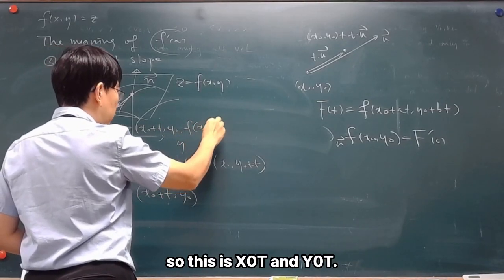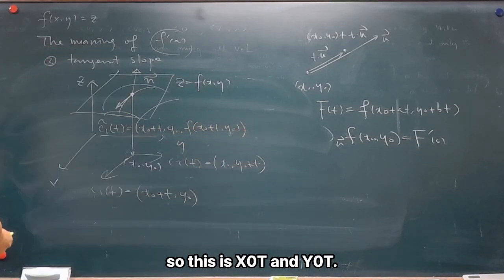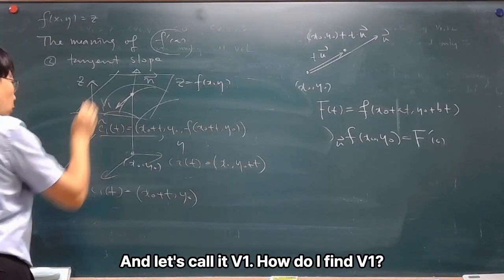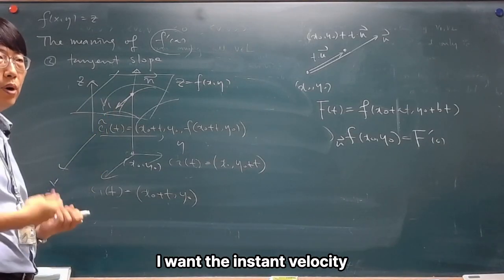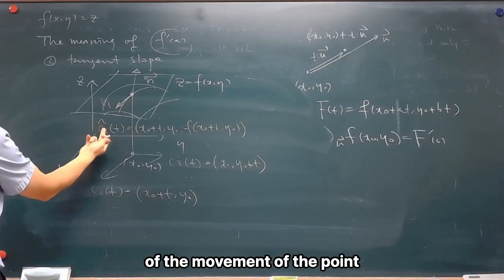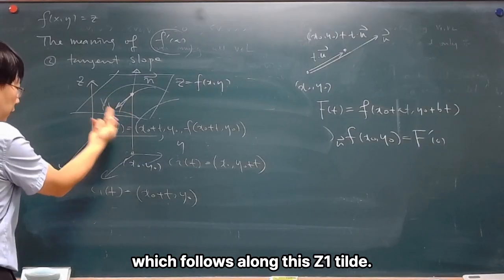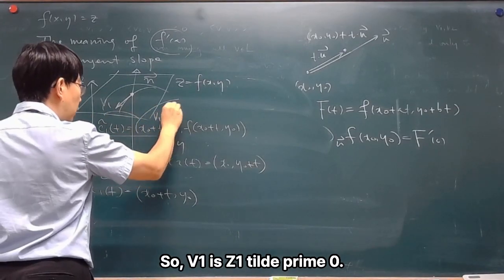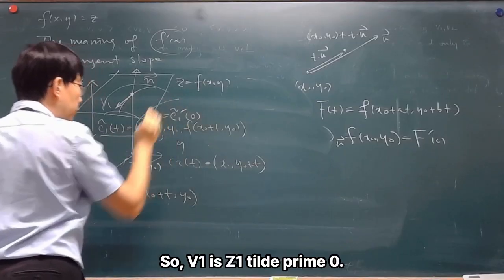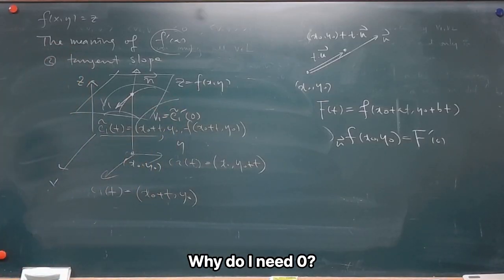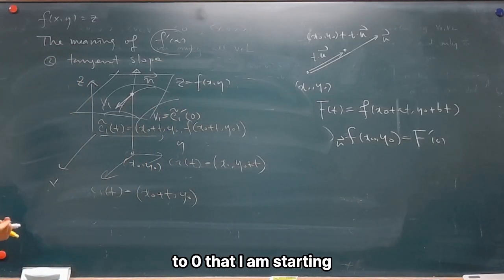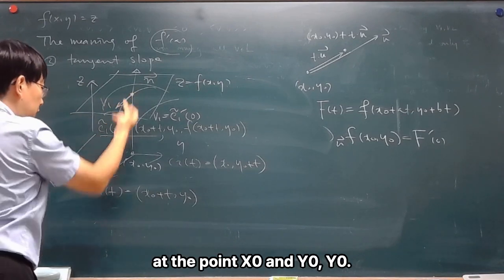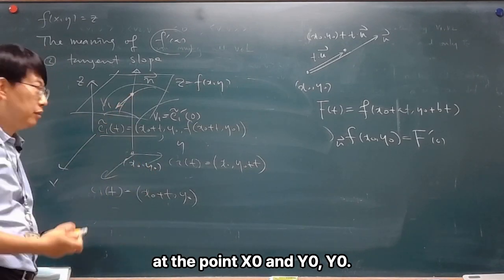So this is f(x0 + t, y0). Let's call the velocity v1. How do I find v1? I want the instant velocity of the movement of the point which follows along this C1 tilde. So v1 is C1 tilde prime of 0. Why do I need 0? Because it's when t equals 0 that I am starting at the point (x0, y0, z0).